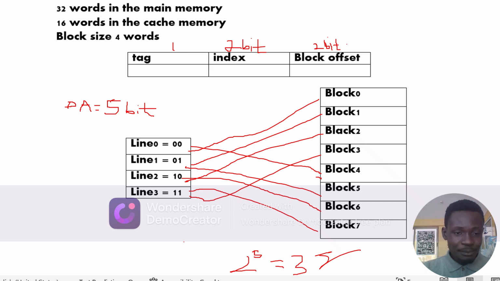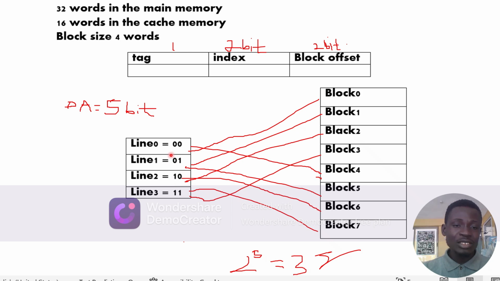After the index, let me use my pointer. After this index has directed us, the 2 bytes of the index have directed us to the line. Let's say this index directs us to this line 0. So it has directed us to the line. So now it's time for this tag. This tag will also let us know the block in which the word is. So this line contains 2 blocks, that's block 0, then block 4.